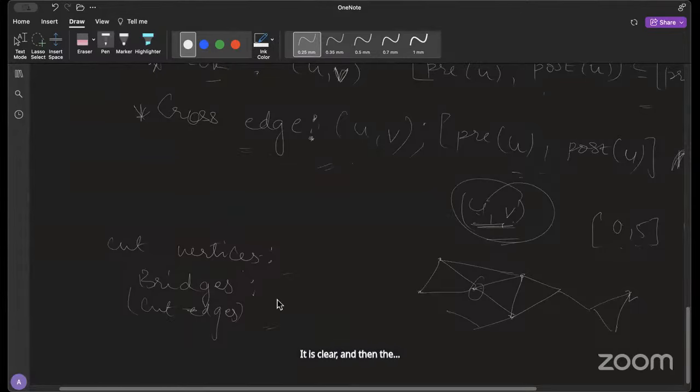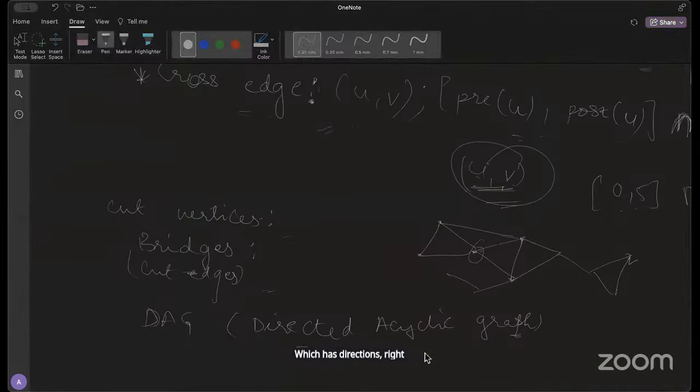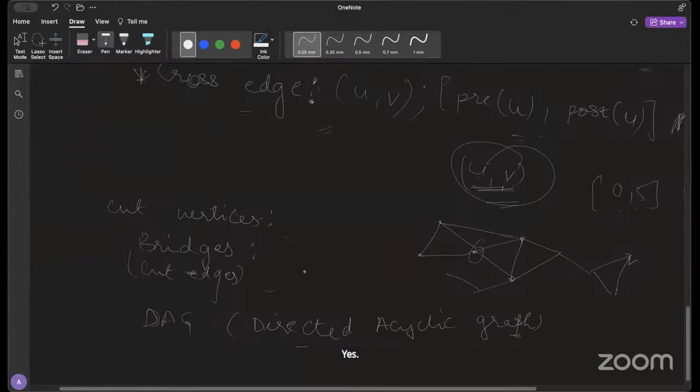And then next we have DAG, directed acyclic graph. A directed acyclic graph is a graph which is a directed graph, and it's acyclic. So what's a directed graph? Which has directions, right? Yes, ma'am. That's a directed graph.